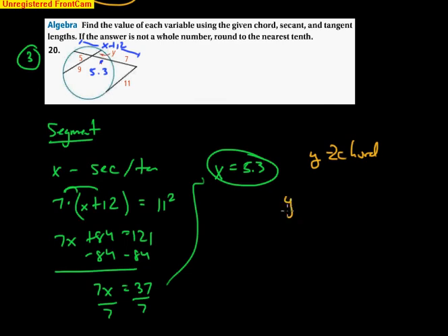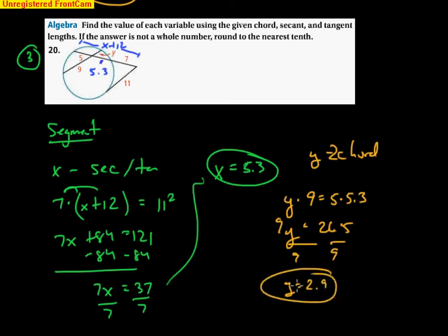So how do we find y? Well, y times, now its other part is 9, equals 5 times 5.3. This is 9y equals, and 5 times 5.3 is 26.5, and we'll divide both sides by 9. Divide by 9, and we get something like 2.9. y equals 2.9. And there's your x and y value, and this is the example of the segments problem from section 4.